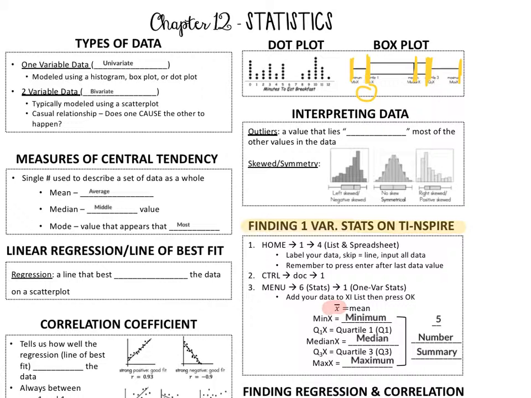So you're going to use that number line to find that data and find out information about the data. Okay, another general vocab thing when you're interpreting data: an outlier is the number that lies outside most of the other values in the data.